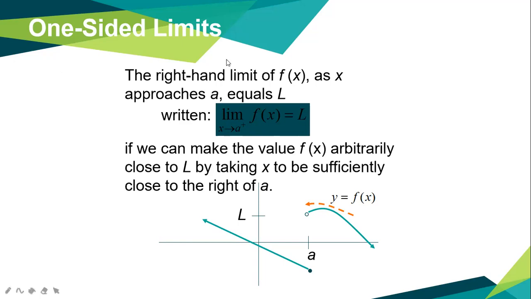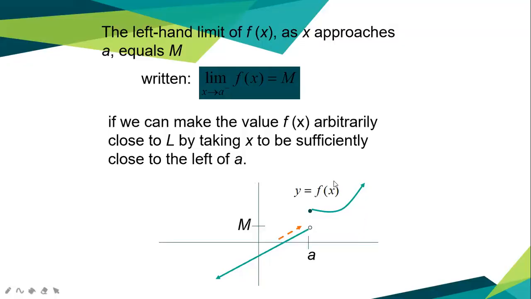So, the right-hand limit of the function f of x as x approaches a is equal to L, if we can make the value of our function arbitrarily close to the value of L by taking x to be sufficiently close to the right of a. Okay? So that is the definition of the right-hand limit.